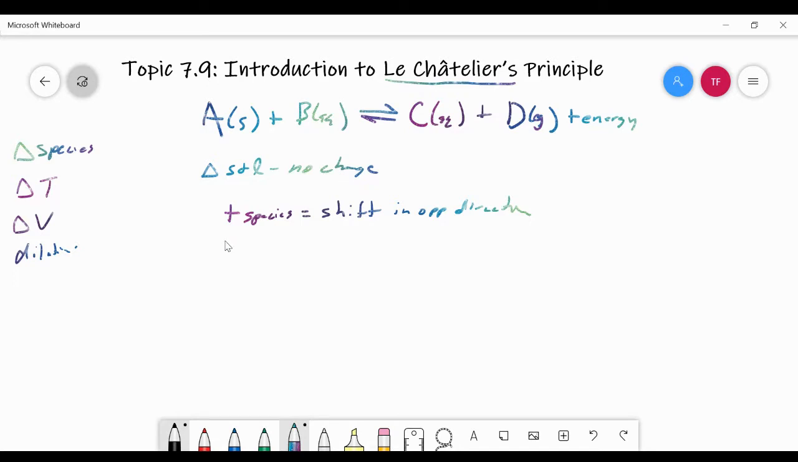What if we take away a species? Before we get there, what if I added some more C to this reaction? In other words, I stuck some more of substance C into the solution. Well, now that I have more C, Le Chatelier's principle says it's going to react and shift equilibrium to the left. It's going to make more reactant in order to get rid of that C that you added.